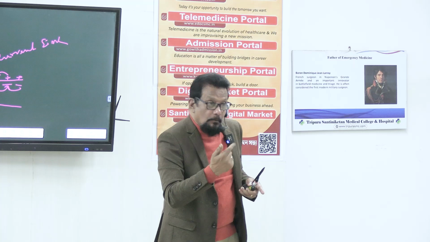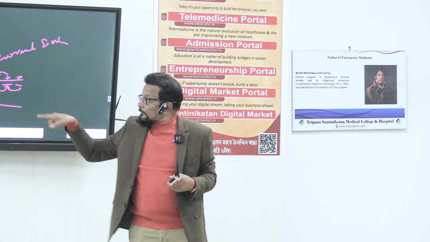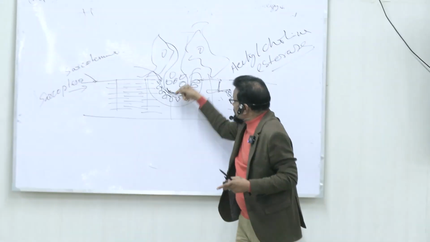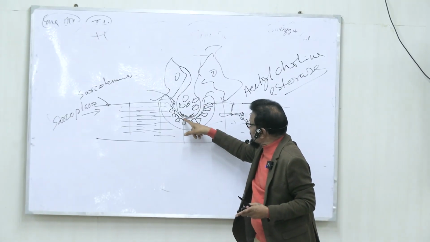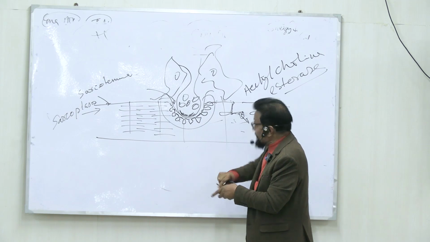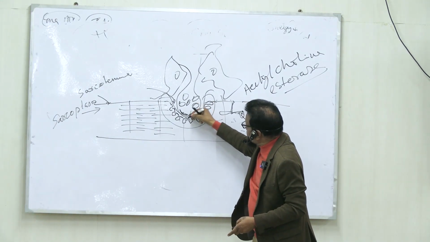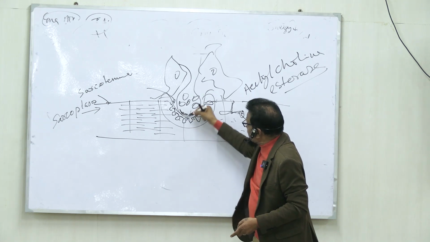So now what will happen here? There are receptors here. So with the binding of acetylcholine with these, there will be what?